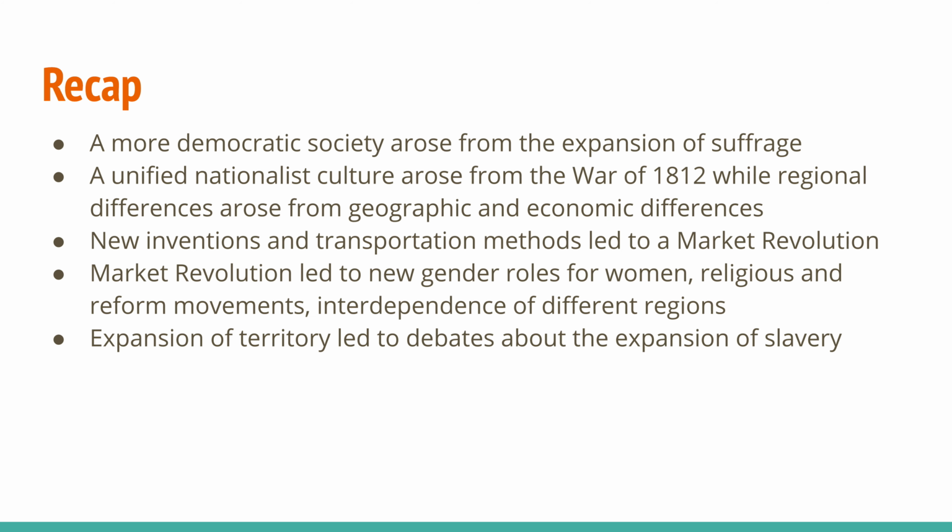All right, and so finally a recap. A more democratic society arose from the expansion of suffrage. A unified nationalist culture arose from the War of 1812, while regional differences arose from the geographic and economic differences. New inventions and transportation methods led to a market revolution, and then that market revolution led to a new gender role for women and religious and reform movements and the interdependence of different regions. And then finally, the expansion of territory led to debates about the expansion of slavery.